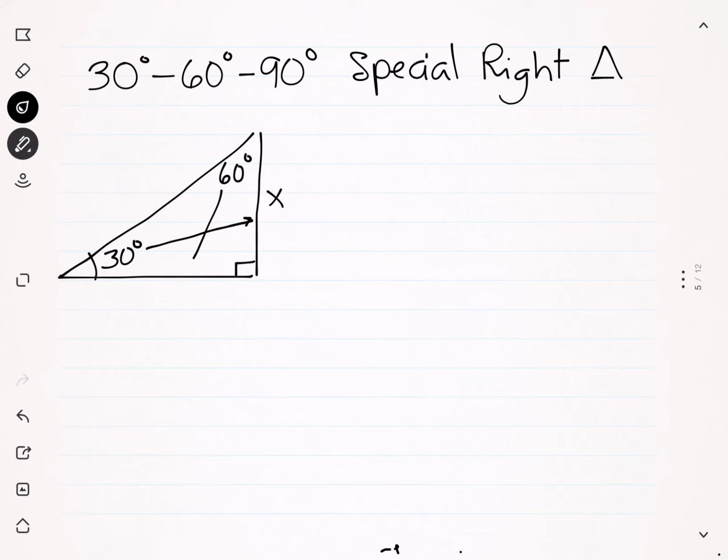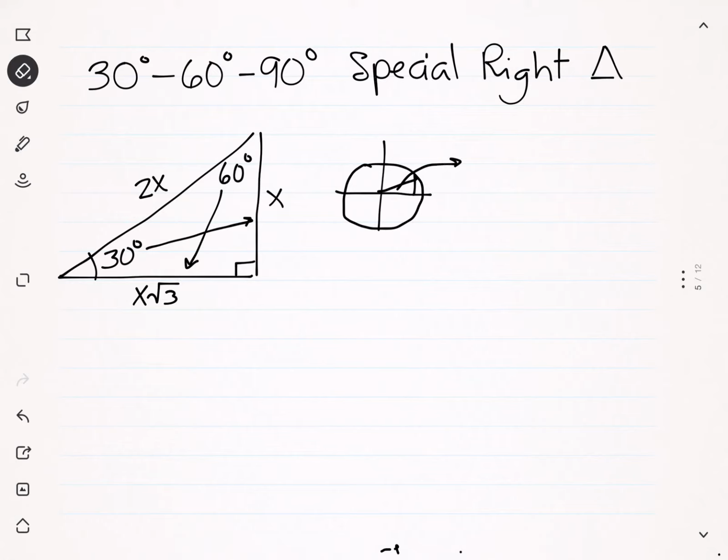The side opposite the 60-degree angle we say is x root 3. And then the hypotenuse is 2 times the value of x, or 2 times the side that's opposite the 30-degree angle. Okay, so let's think about, we have the unit circle here, and then we're at 30 degrees. Now, what we're going to do is just pull this triangle out here. We know that our radius is 1, so the hypotenuse of this triangle is 1.